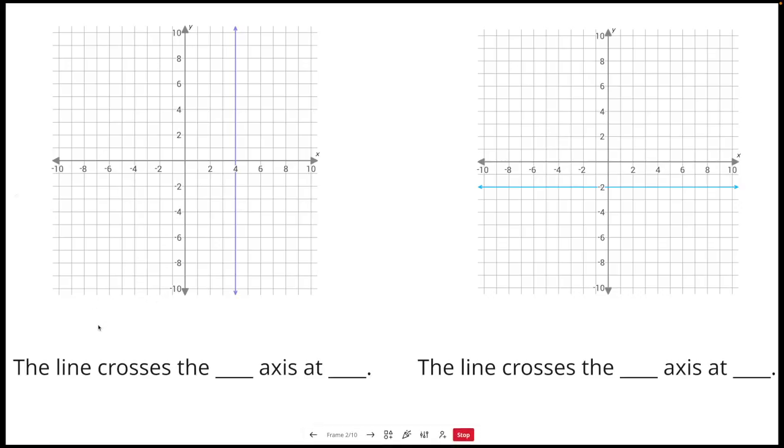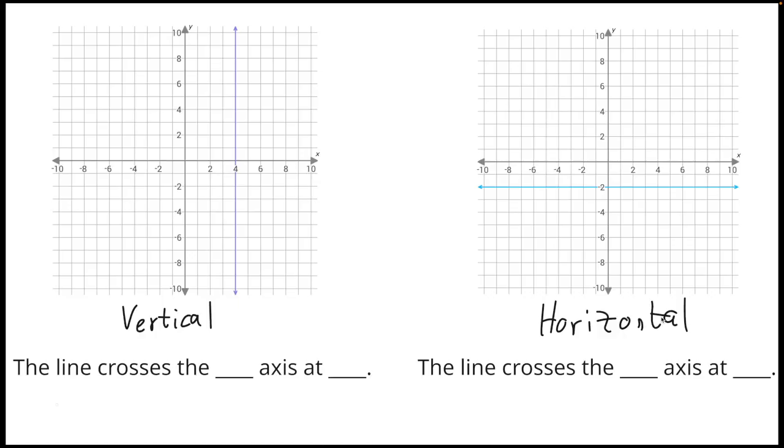So this graph on the left is a vertical line, up and down. And this graph on the right is a horizontal line. Think of the horizon, okay, going from left to right. Vertical, up and down; horizontal, left and right.